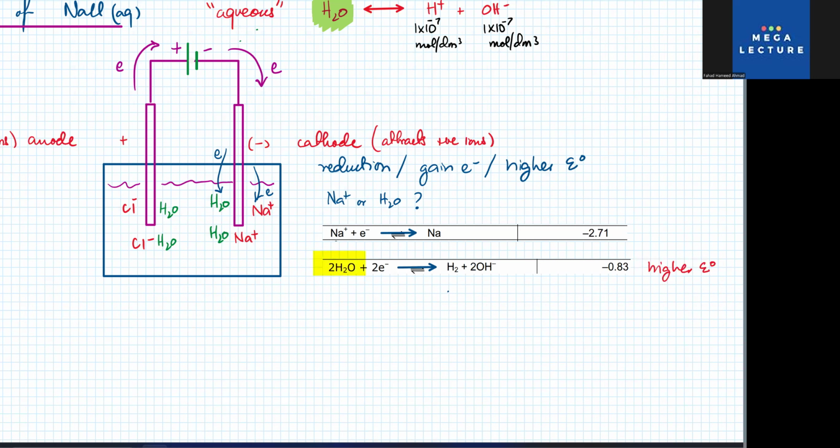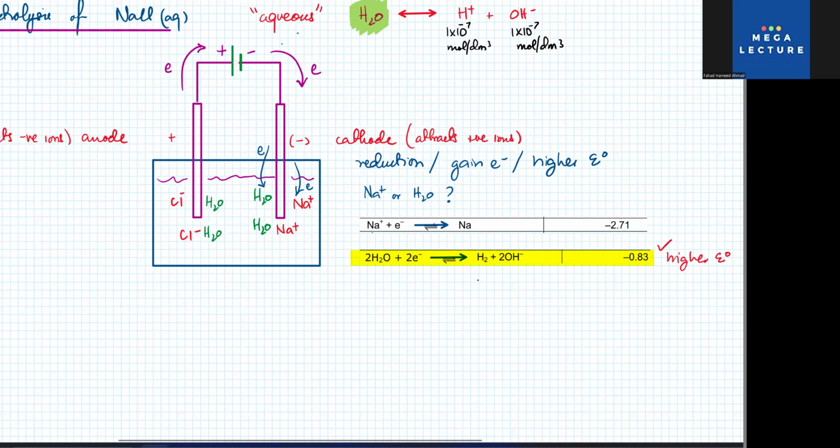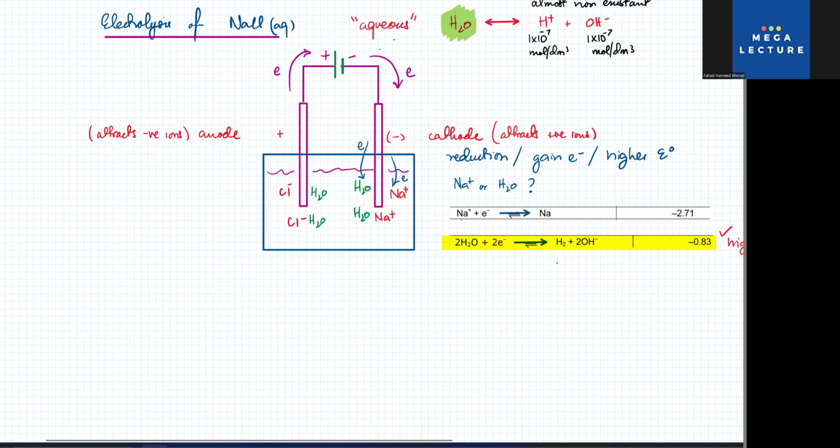So this is the reaction that I'm going to go with, because it's the high E naught, and therefore that's the one that's going to gain electrons. H2 gas is going to get formed. So that's it. That's how you figure out what's going to happen at the cathode. Is that clear?